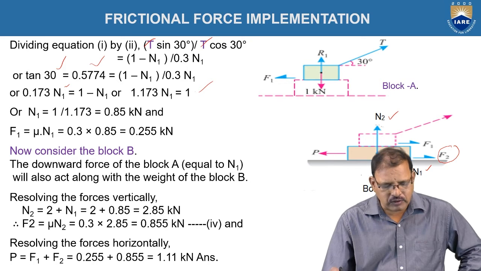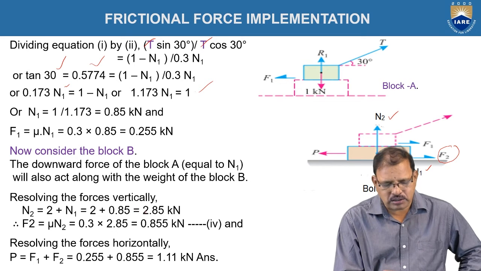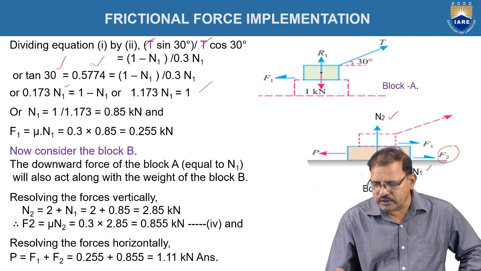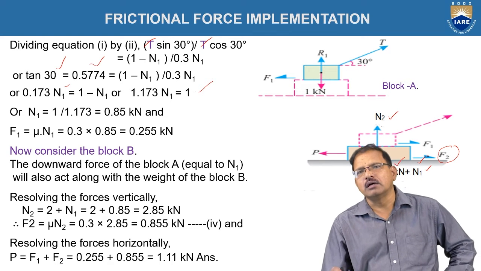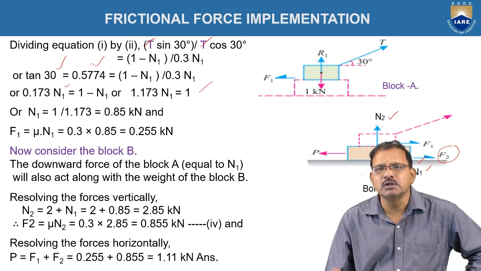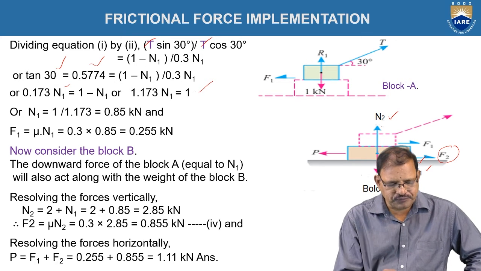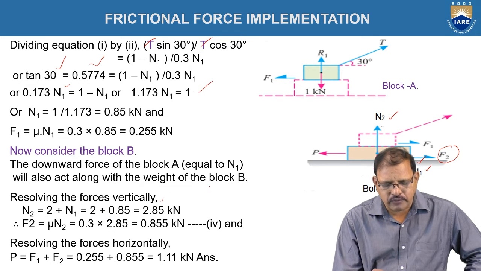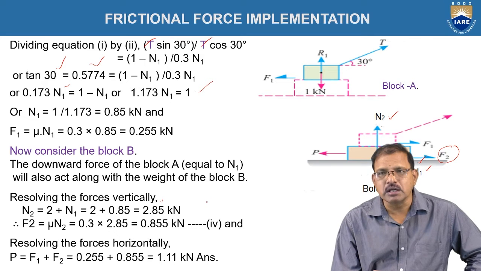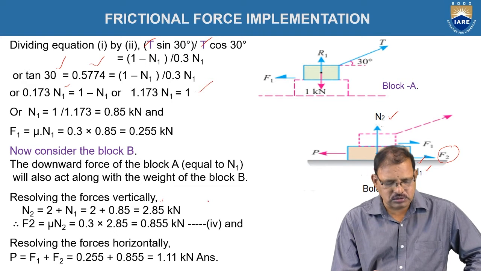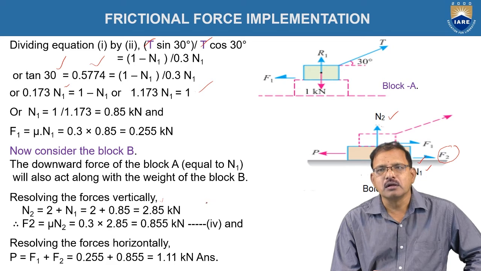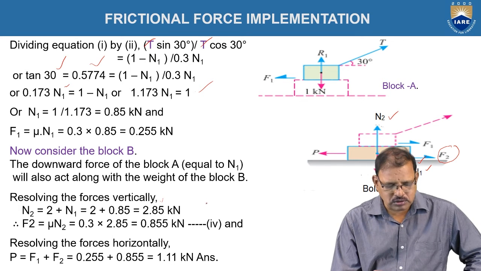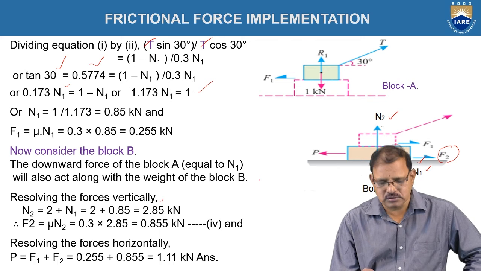It is given. And equating the forces vertically, we get N2 is equal to 2 plus N1, because the 2 kilonewton weight and N1 are acting. According to the previous problem, N1 is equal to 0.85 kilonewtons. So the total load becomes 2 plus 0.85, equal to 2.85 kilonewtons. This is treated as the N2 value. F2 is equal to mu into N2, which is equal to 0.855.